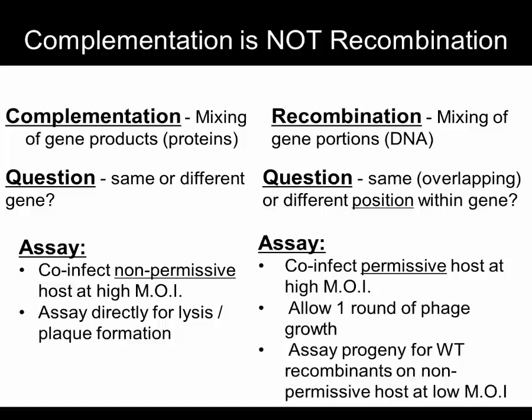For recombination assays, you begin by co-infecting the permissive host at a high MOI, allow one round of phage growth to give recombination a chance to occur, and assay the progeny phage by plating on the non-permissive host at low MOI. Here, any plaque formation indicates a wild-type recombinant.